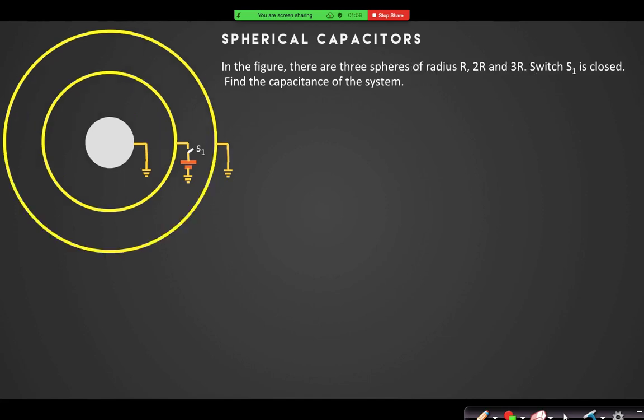This one was also done, and I have given you this question to solve at home, right? There are three spheres of radius r, 2r and 3r, and switch S1 is closed. Find the capacitance of the system. Now we know that this type of question can be solved by drawing an equivalent circuit.